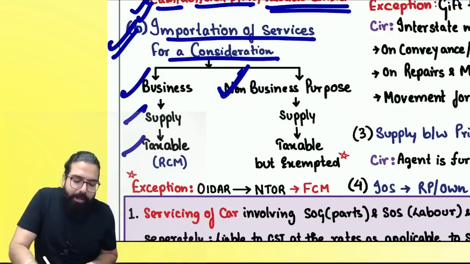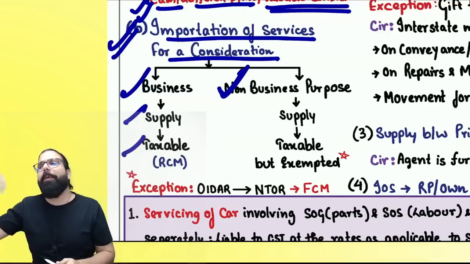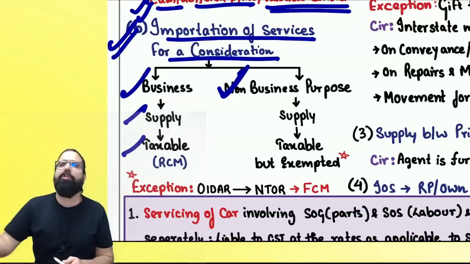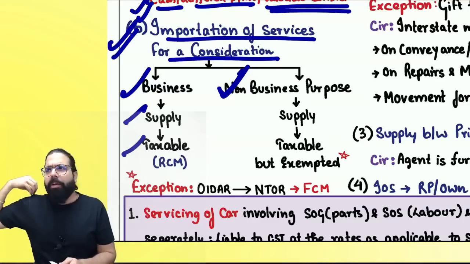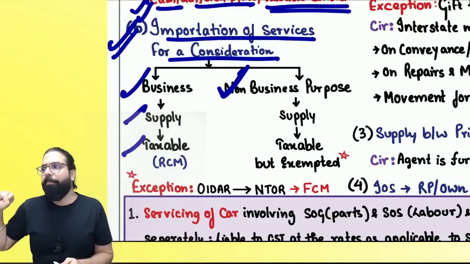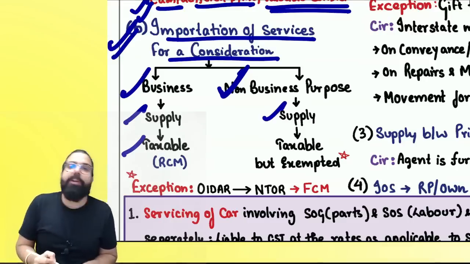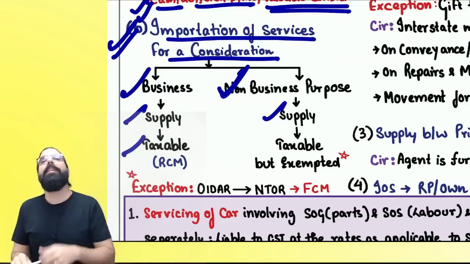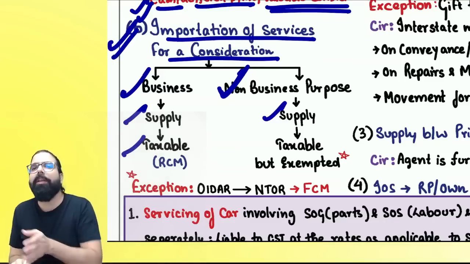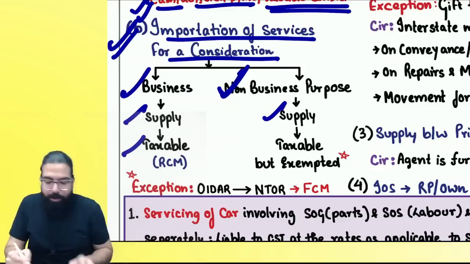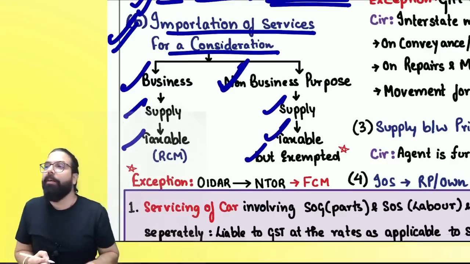Now if I imported for non-business purpose, for example, my wife imported some architectural design related services or advocate services from outside India for our home, personal purpose, then also the government is telling that a person outside India did business in India, I will consider it a supply. But later the government told that entering every home and taking GST is very difficult. We will leave it, and the government told it is taxable but exempt.